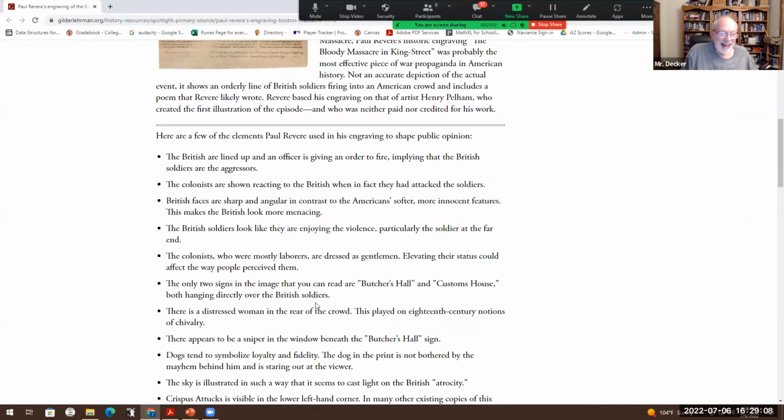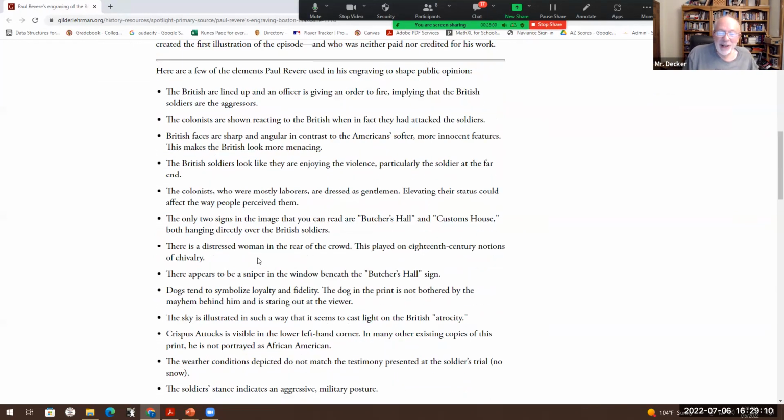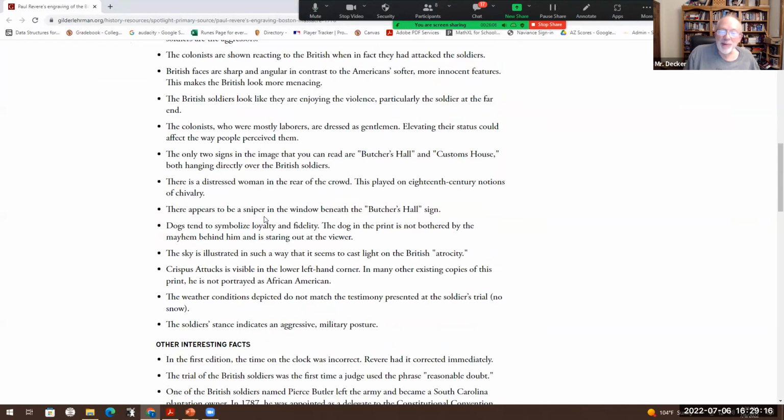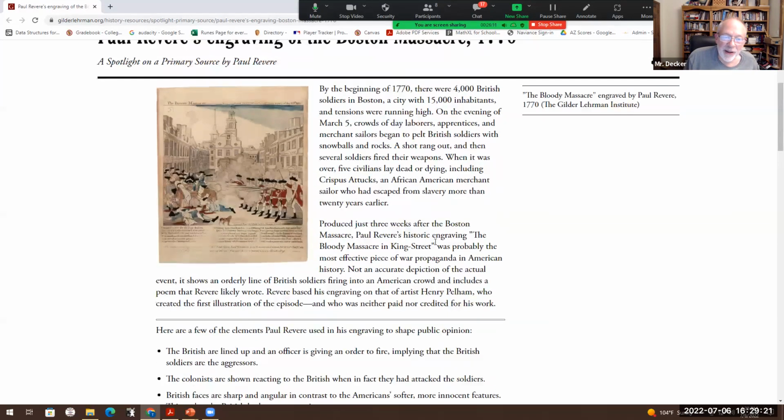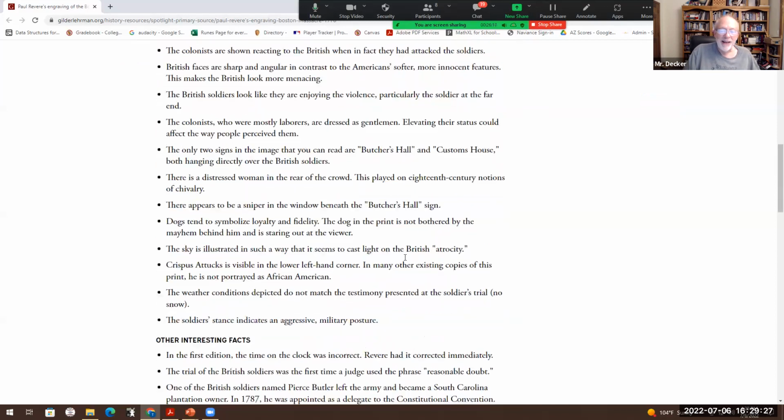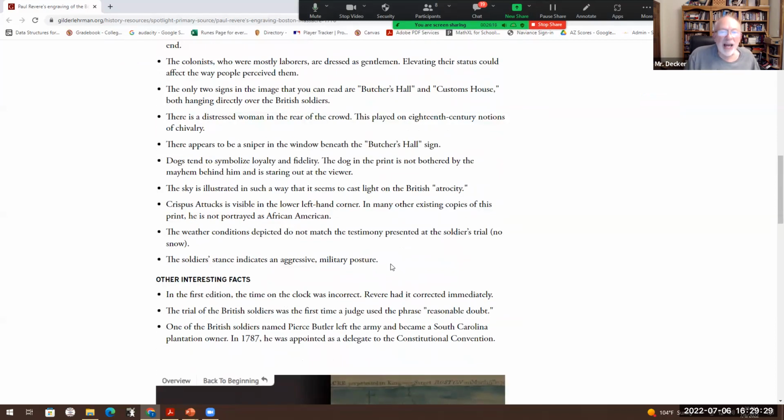Anyway, let's see. There is a distressed woman in the rear of the crowd. This played on 18th century notions of chivalry. There appears to be a sniper in the window beneath the Butcher's Hall sign. I've got another site that will show this, but you can't see it in this version. We're going to take a closer look at that. The art resource guide does not mention this.